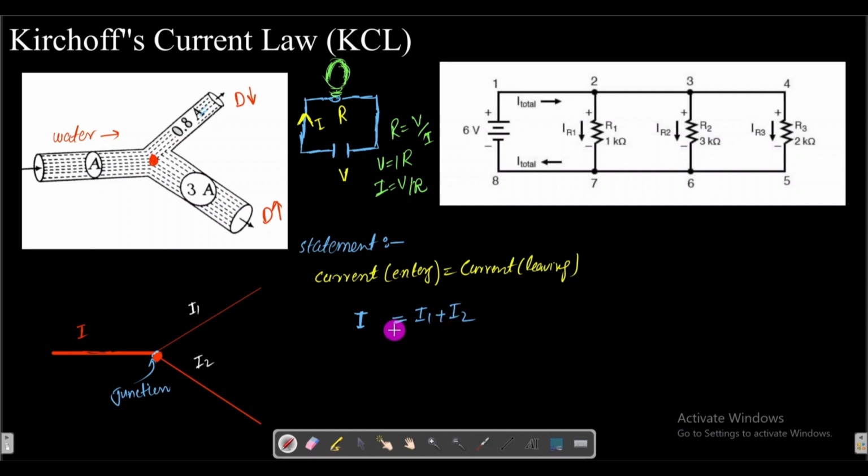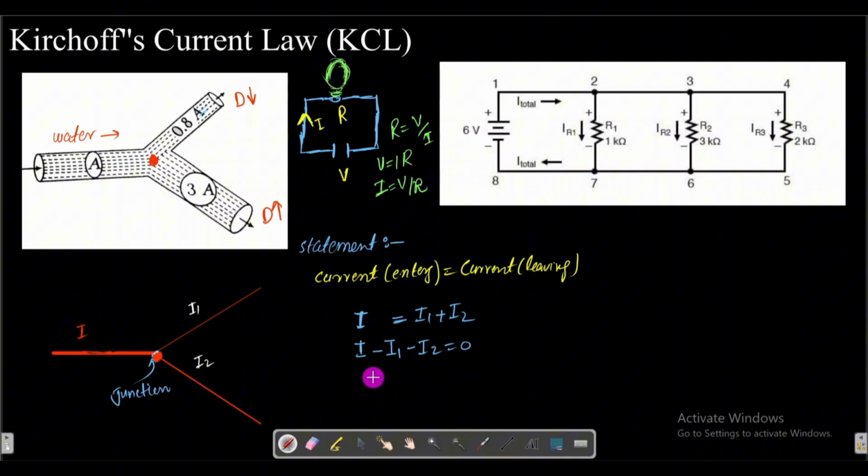Now rearranging this, I minus I1 minus I2 is equal to 0. So from here we can state that Kirchhoff's law is that the sum of all currents entering the junction and leaving the junction will be equal to 0. This is the second statement of Kirchhoff's current law.